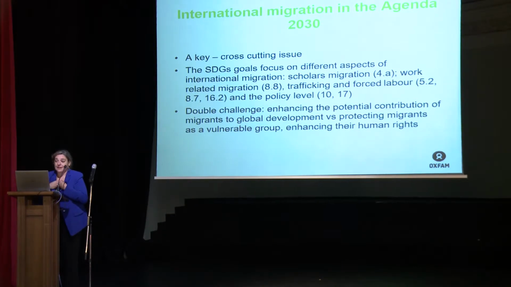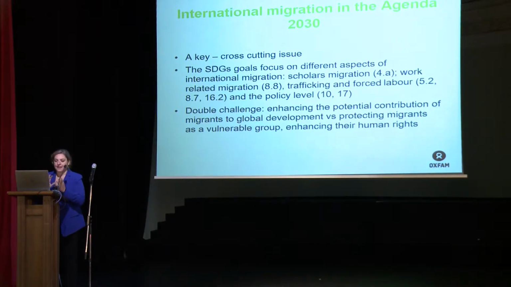We can also say, by reading the Agenda 2030, that international migration and international migrants, I would say the people, are focused in the agenda with a double perspective and a double challenge. On one side, there is the recognition of the potential contribution that migrants can give to global development, and there is a commitment, I would say, to enhance even further this contribution.